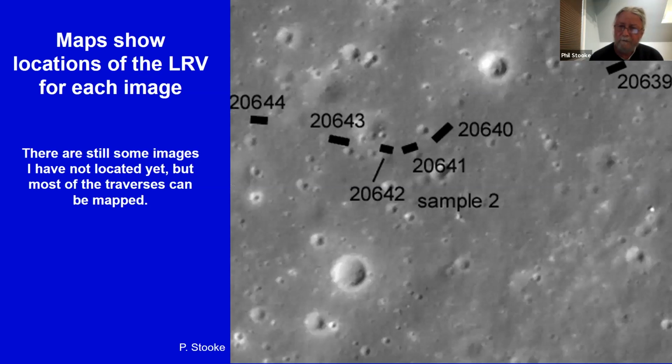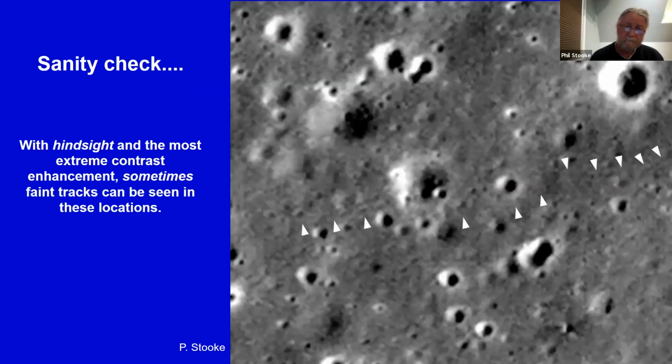So if you do that for a variety of images as you're moving along, you can start to trace out where the traverse took the rover. There are still images that are not located like this. Some images are extremely bland, and some areas are blander than others and just don't have very many features that you can identify. So there are some images that are not located, but enough are that you can do a pretty good job of putting together new traverse maps. So let's go to the next slide again, and call this a sanity check.